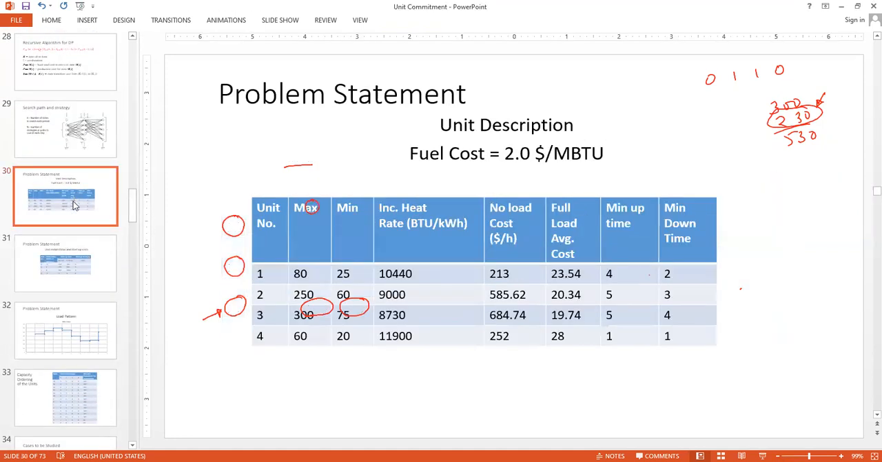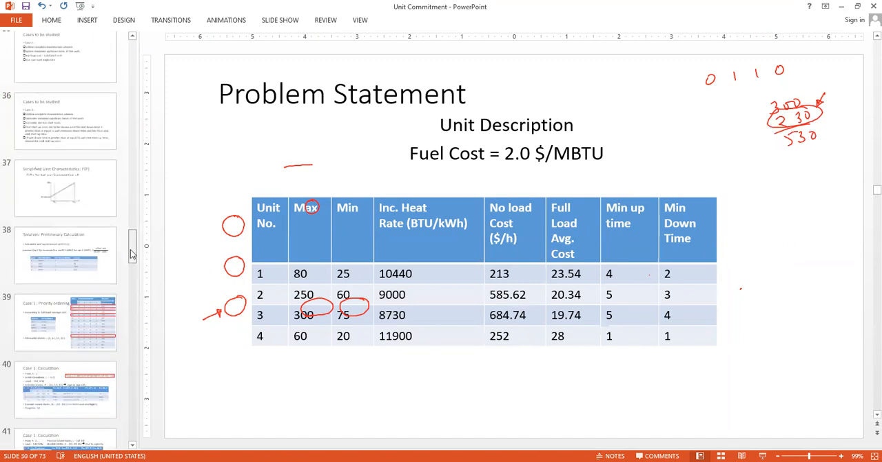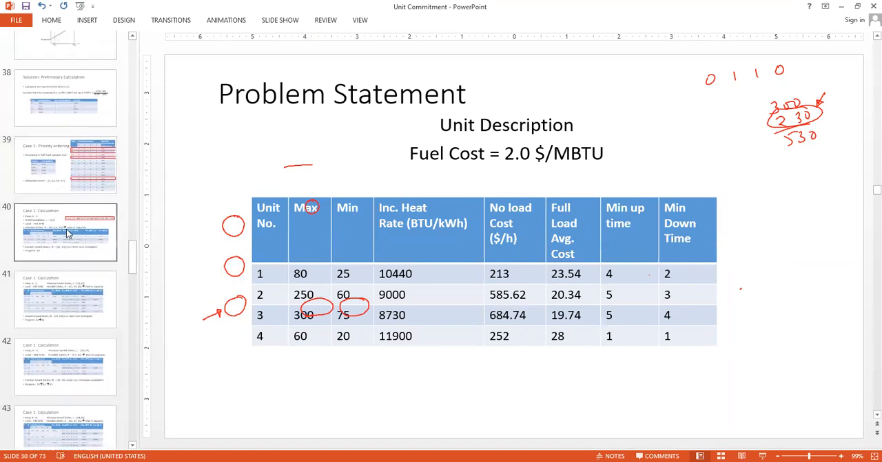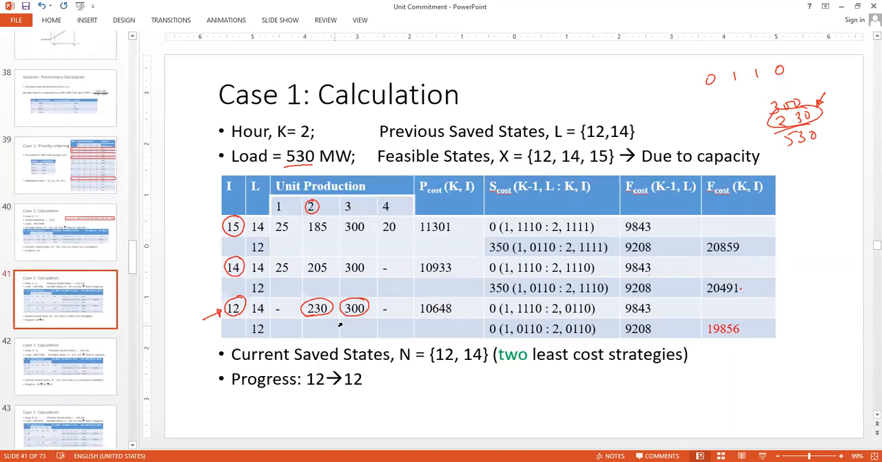It should be, of course. Yes, unit 2 can provide a maximum of 250, so 230 is possible from unit number 2. So we take 300 from unit 3 and 230 from unit 2. In total, this is the demand, 530. So for 230 and 300, you calculate the P cost and the S cost.